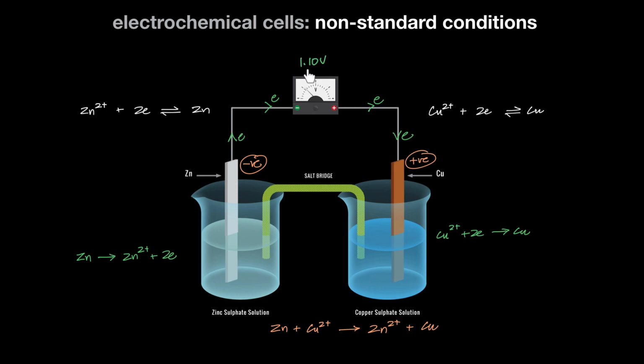But this was carried out under standard conditions, and under standard conditions the E naught of zinc was minus 0.76, if you remember, while the E naught for copper was plus 0.34. Now these two E naught values are measured under standard conditions, and if the conditions change, we are able to predict what happens to these values. So let's start off with the zinc idea first.